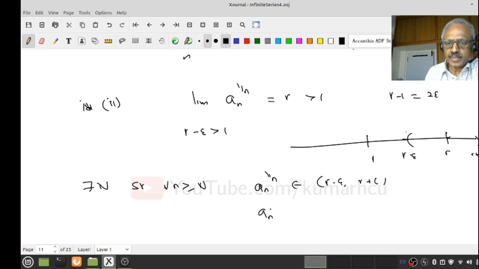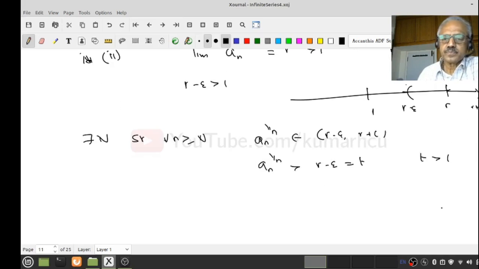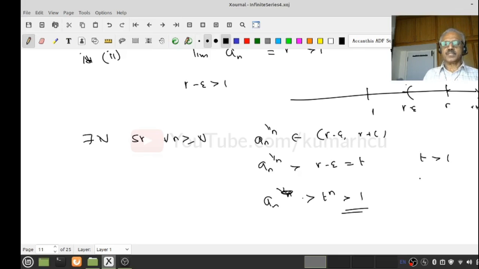In particular, a_n^(1/n) is greater than r minus epsilon, call it t. Notice that this t is greater than 1. Therefore, what do I have? a_n is greater than t to the power n, where t to the power n is greater than 1, since t is greater than 1.